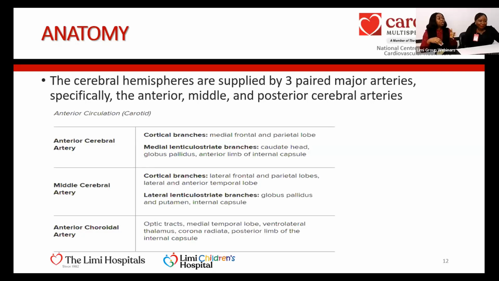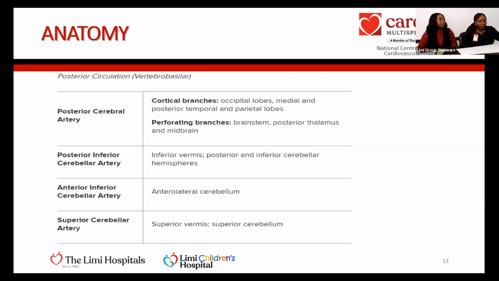So we have three major arteries: the anterior, the middle, and the posterior cerebral arteries. And in this table, we can see the structures that they supply. For example, the anterior cerebral artery supplies the medial frontal and parietal lobe. The middle cerebral artery supplies the lateral frontal and parietal lobes and other structures. And then we have the posterior cerebral artery supplying the occipital lobes, the medial and posterior temporal and parietal lobes. So these arteries supply these structures.